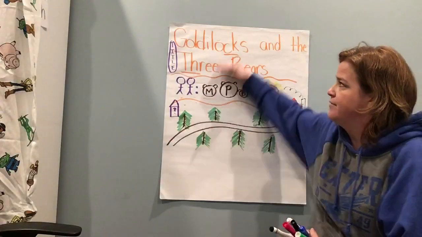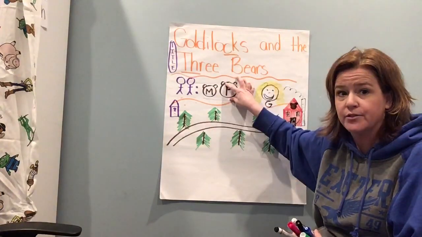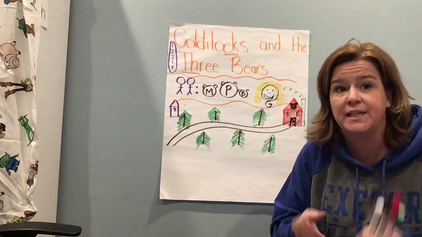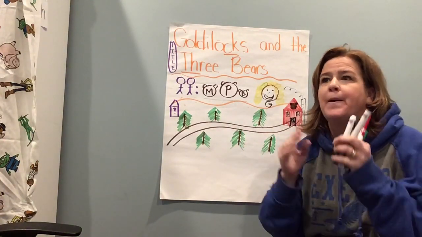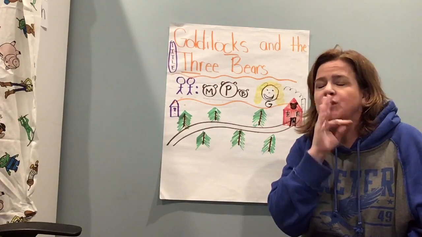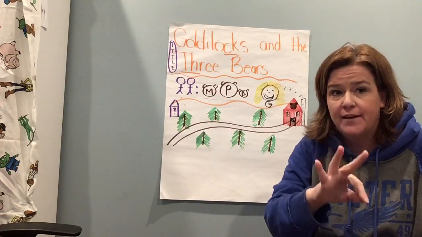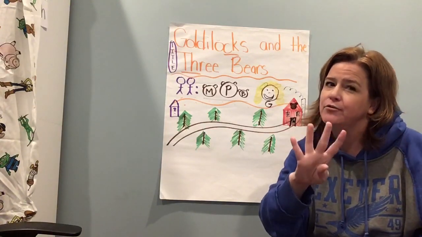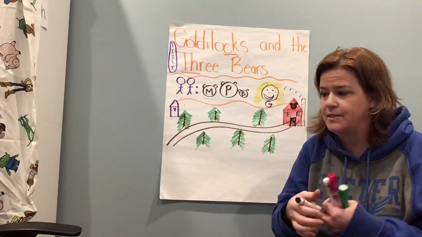So now I have the title. I know who the characters are, and I have the setting. The next thing I want you to do is we're going to do at least 3 events that happened, okay? But I think in Goldilocks, we're probably going to need 4 or 5. So let's just see what we're going to do.